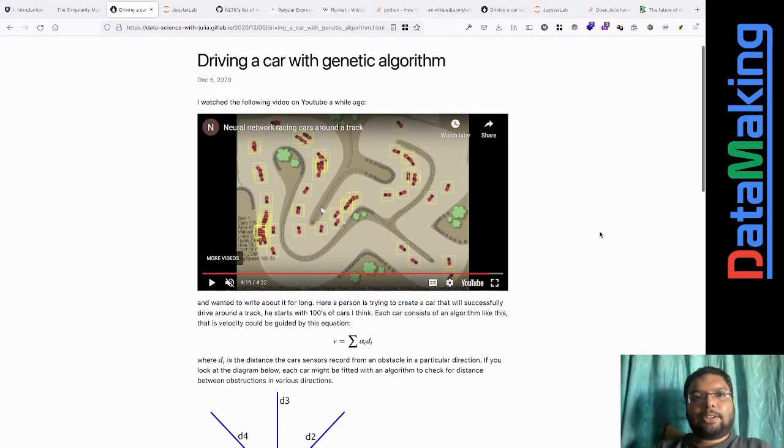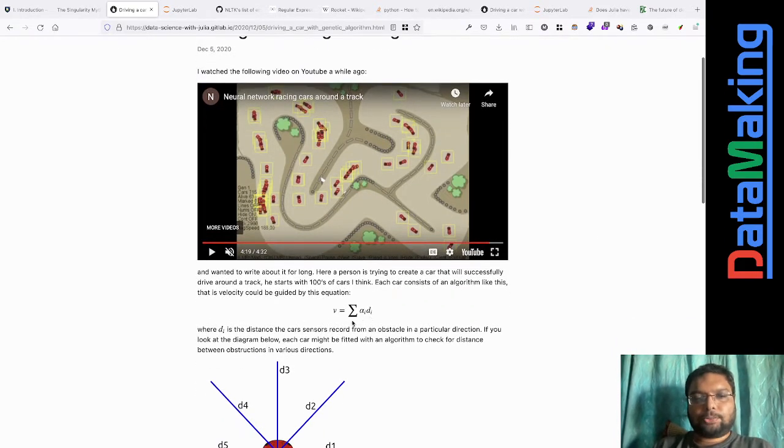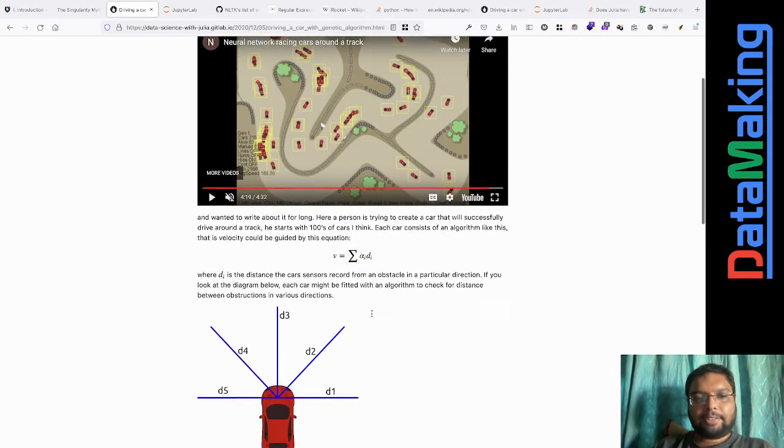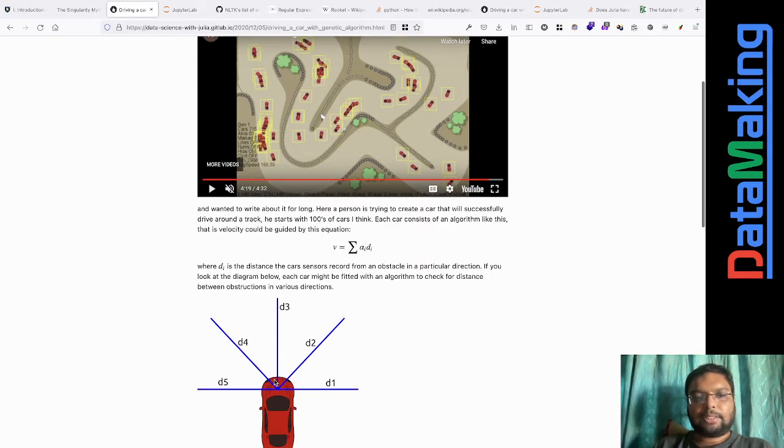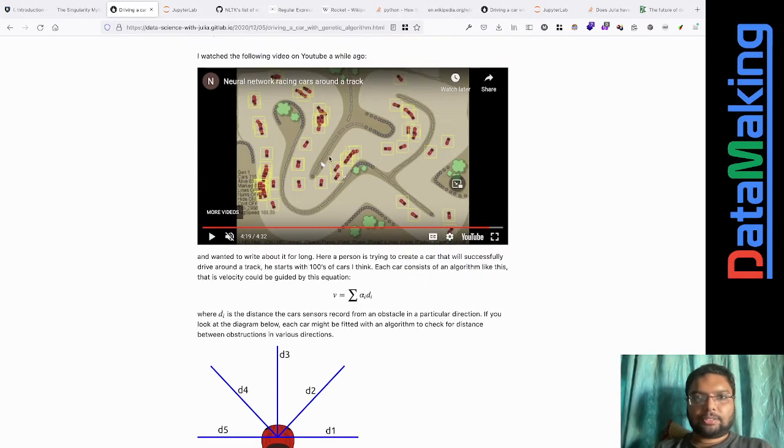So let me tell you how the author would have done it. We have the velocity of the car given by a formula: sigma of alpha_i d_i, where d_i is the distance from the car to the barriers. If the car is over here, the distances will be d1, d2, d3, d4, and so on.